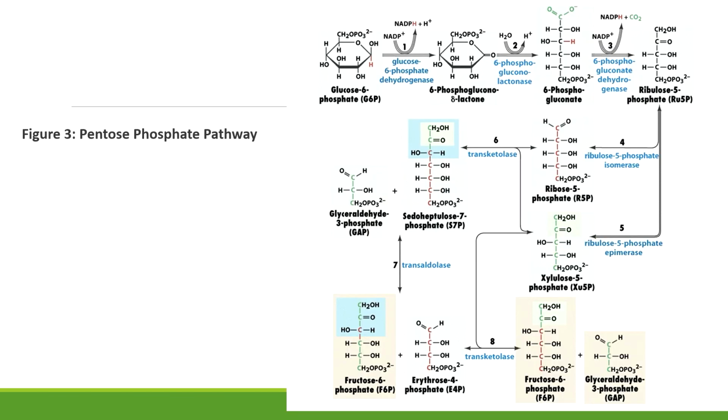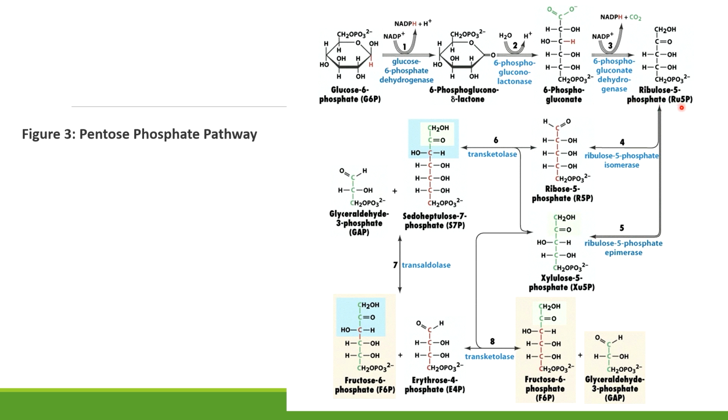So let us see the summary. Glucose 6-phosphate is converted to 6-phosphogluconolactone by the enzyme glucose-6-phosphate dehydrogenase, resulting in the formation of NADPH. Now this 6-phosphogluconolactone is converted to 6-phosphogluconate by the enzyme 6-phosphogluconolactonase.